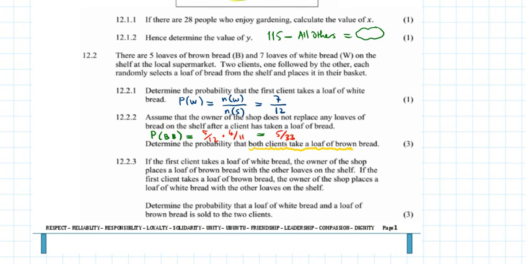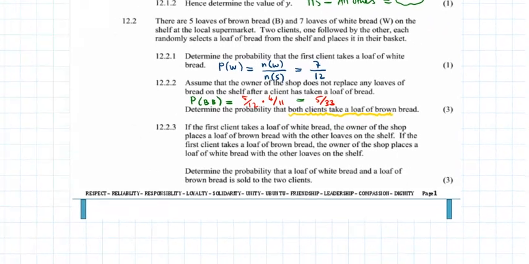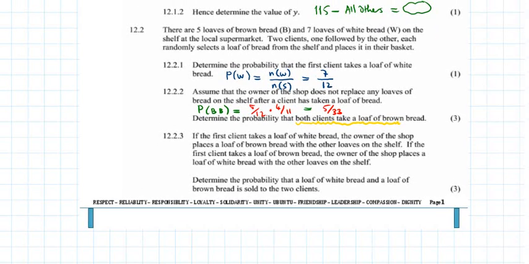And then the last question here: if the first client takes a loaf of white bread, the owner of the shop places a brown bread on the shelf. If the first client takes a brown, the owner places a white. Okay, the owner of the shop, this is like playing games, huh? Determine the probability that a loaf of white bread and a loaf of brown bread is sold to the two clients. So to be able to see it better, we draw a tree diagram.